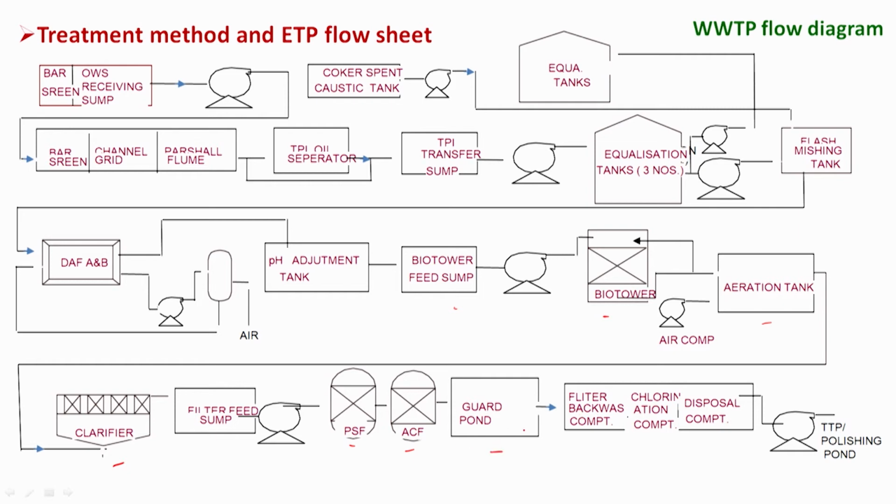This guard pond is for storing this treated water, and that will go for further tertiary treatment, which has 3 compartments, the first being the filter backwash compartment. This water is used for the backwashing of these 2 filters. Then chlorination. Chlorination is not done for the recycled portion, and then it is chlorinated and goes to the disposal compartment. As per the need, tertiary treatment is necessary as a polishing step, and then it is used for different applications.